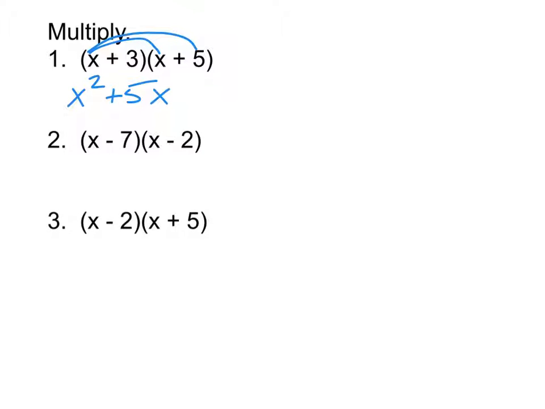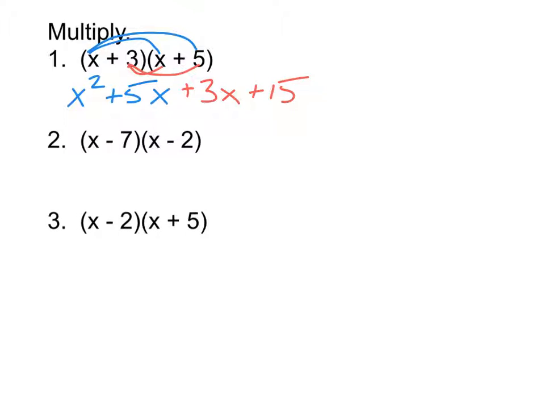Now we repeat the process with the 3. So the 3 goes to the x, so that gives me plus 3x. And the 3 also goes to the 5. So that gives me 15. Once we've done that, then we do actually have one more step here because I can simplify this.